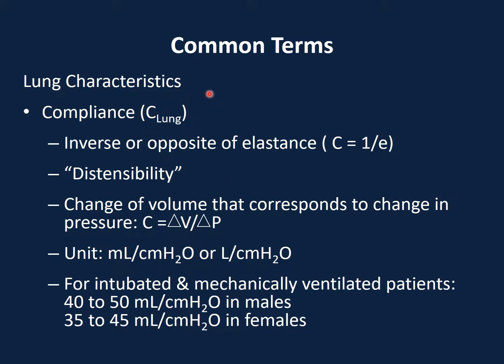Other common terms which refer to lung characteristics, there are about two of them. Number one, compliance. This refers to how well something stretches or distends. And this is the opposite of elastance. Elastance refers to the ability of something to return to its original shape. But compliance refers to how well something can stretch or distend.